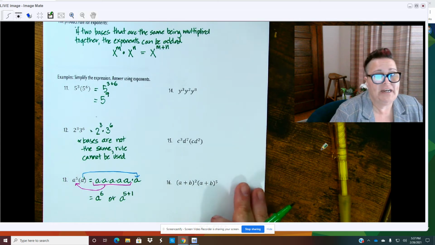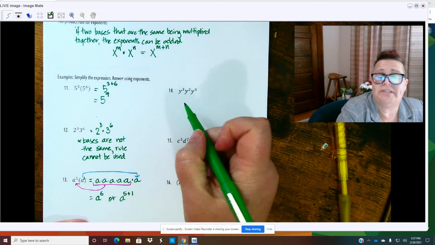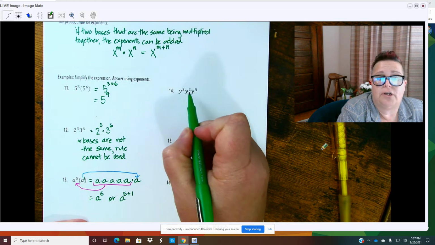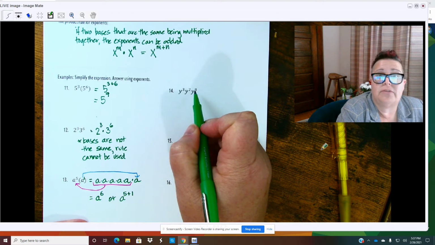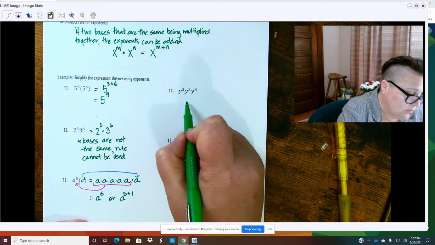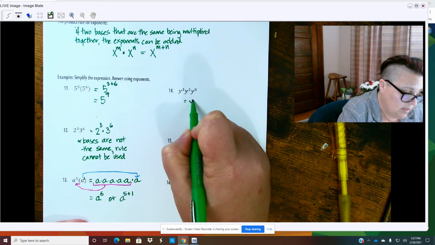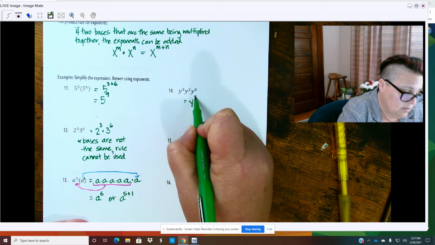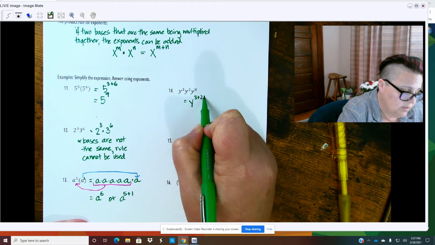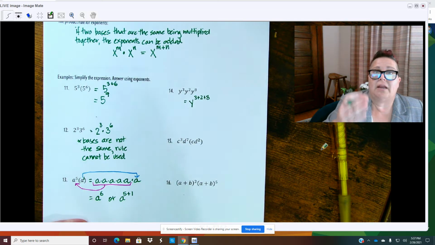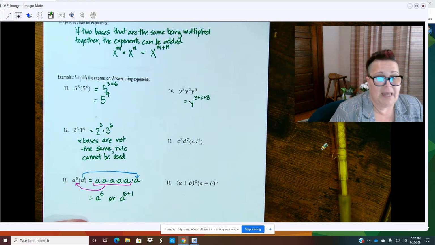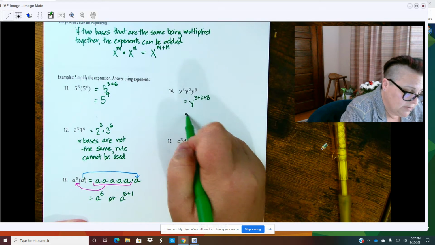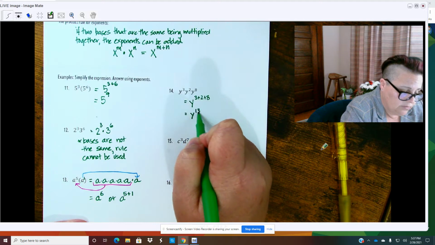Okay, let's try another one. Number 14 says y to the third times y squared times y to the eighth. All of the bases are the same. So this is going to be the same as y to the 3 plus 2 plus 8. I can add all of those exponents together. If the bases are the same, the exponents can be added. 3 plus 2 plus 8 is y to the 13th.